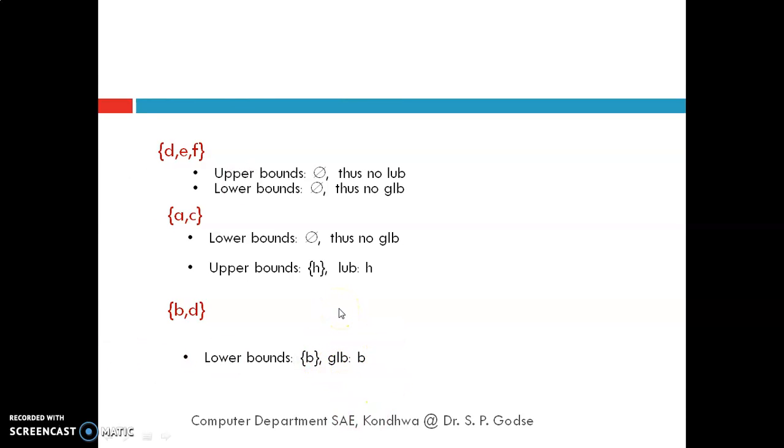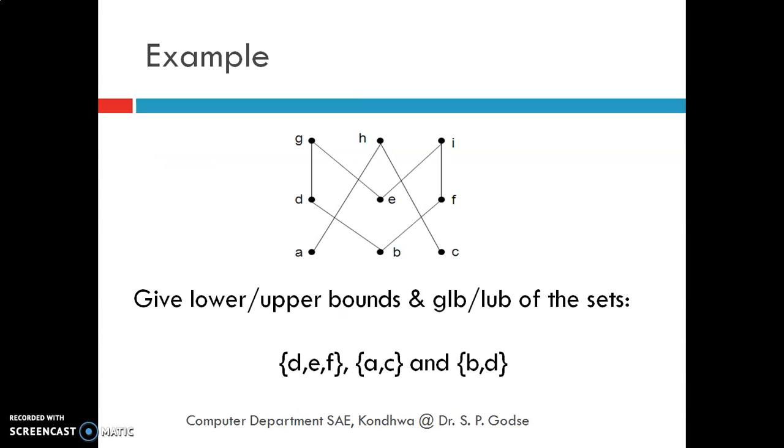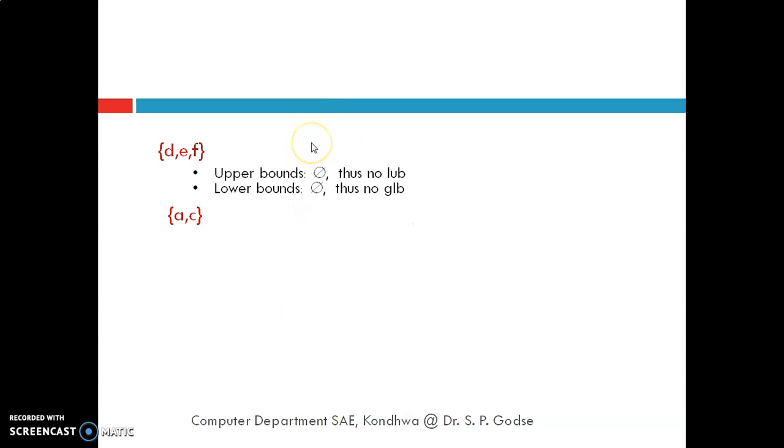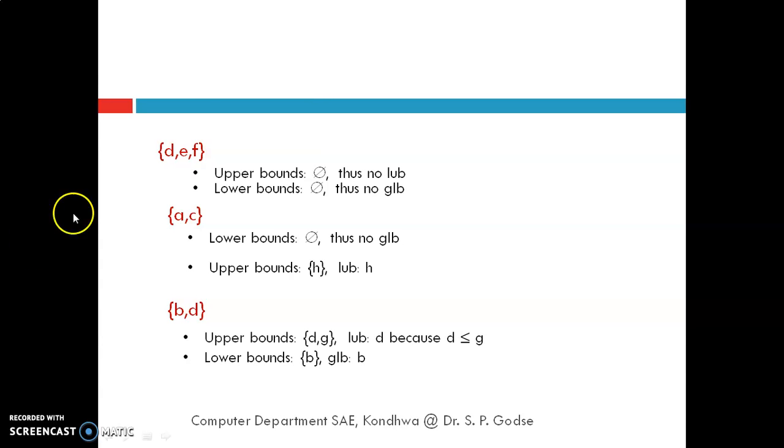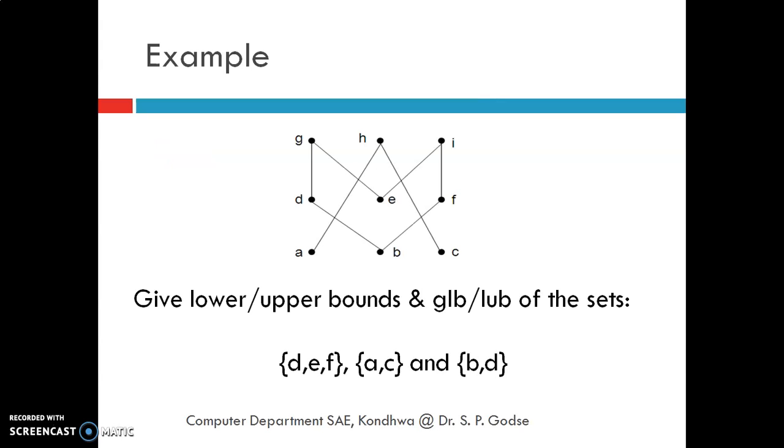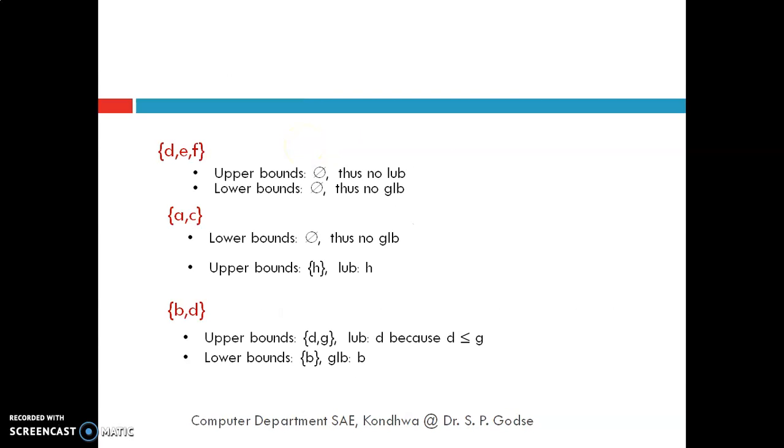In that case, upper bound for this B and D will be D and G. You can see here, upper bound is D and G, and least upper bound among these is nothing but D, because D and G are the upper bounds, and least upper bound is D because D is lesser than or equal to G. So this is the example.